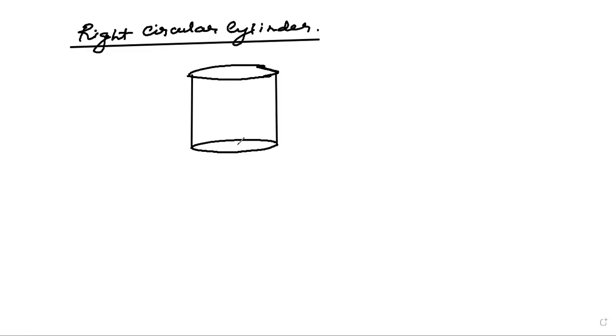A right circular cylinder has got a base radius r. This radius, even on top, will be the same r. And it has got a height h. So it has got a radius r and a height h. Got it? Now, what you're going to learn is the formula for curved surface area.